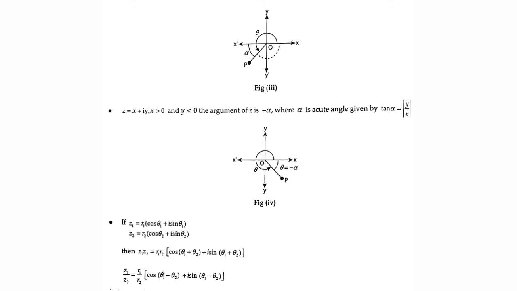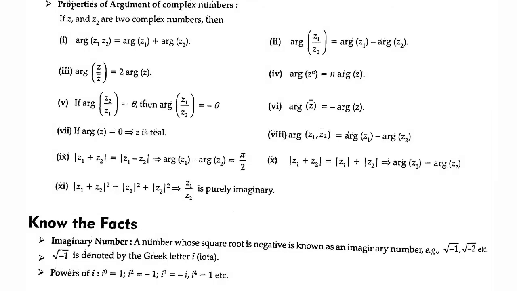If z1 is equal to r1 (cos theta 1 plus i sin theta 1) and z2 is equal to r2 (cos theta 2 plus i sin theta 2), then z1 into z2 is equal to r1 into r2 (cos (theta 1 plus theta 2) plus i sin (theta 1 plus theta 2)). Similarly, z1 upon z2 is equal to r1 upon r2 (cos (theta 1 minus theta 2) plus i sin (theta 1 minus theta 2)). Right students, in this way we can find the product of two complex numbers and the ratio of two complex numbers in Argand plane.